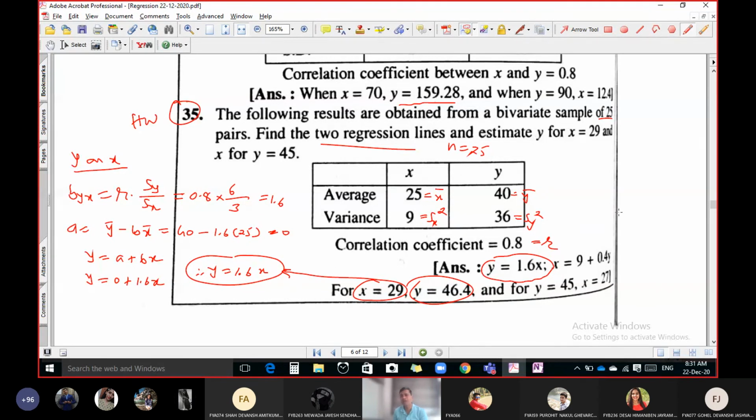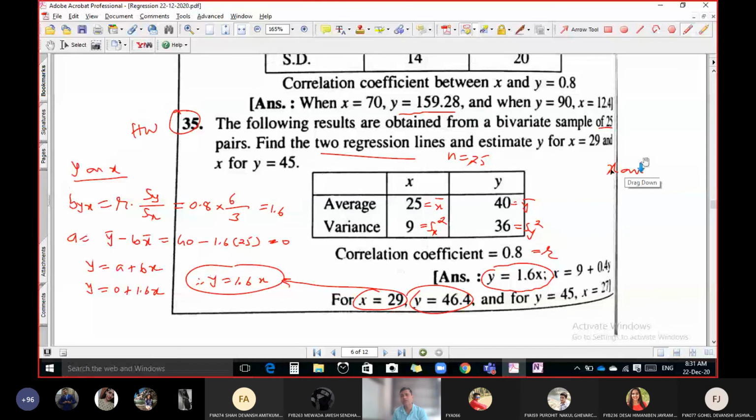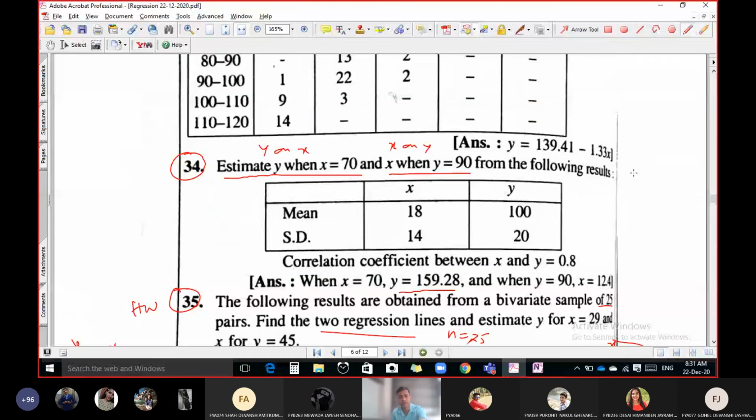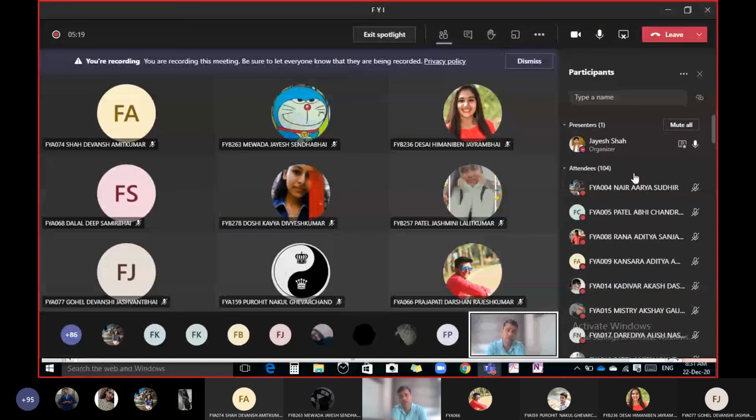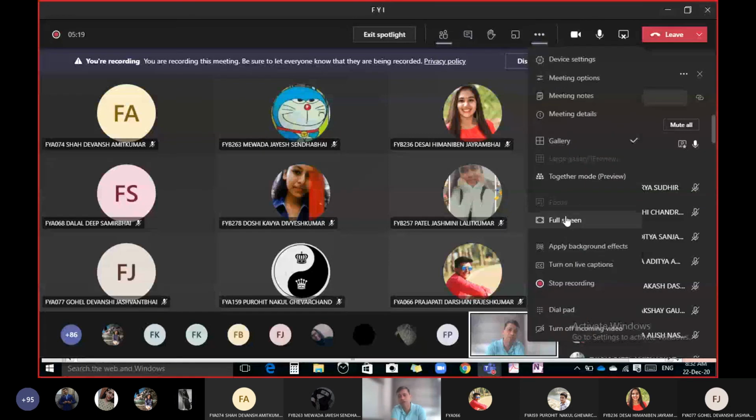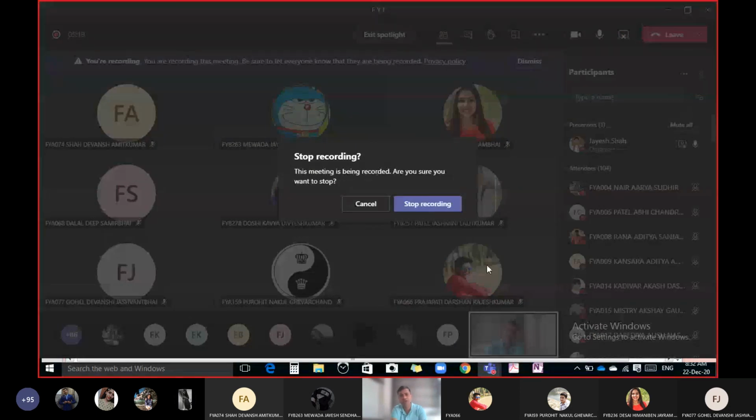Similarly, you can calculate the regression line of x on y. That is not difficult. Most of the remaining examples are like this, so try to find the answers of all. We will discuss your doubts about regression in our next lecture, and after that we will start a new topic. So from the next lecture onwards we will start a new topic after discussing your doubts.